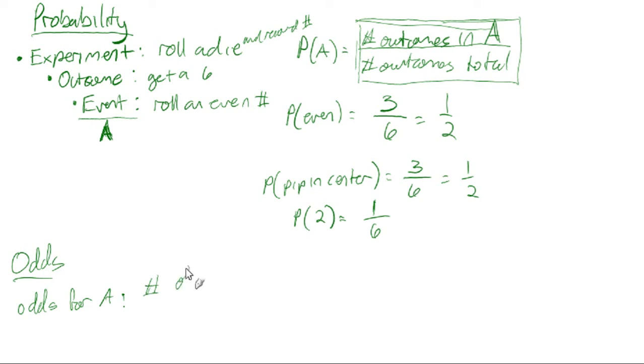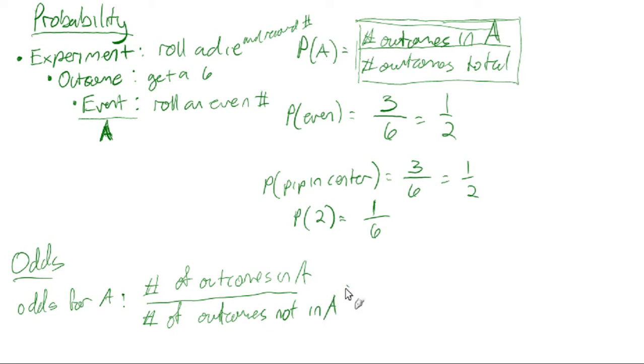Well, that would be the number of outcomes in A. Very much the same thing as the probability, except in the denominator we have the number of outcomes not in A. So how would that be different? What would be the odds in favor, a positive thing, odds in favor of A? Actually, it's just odds in favor. Odds in favor of A if A is getting an even number.